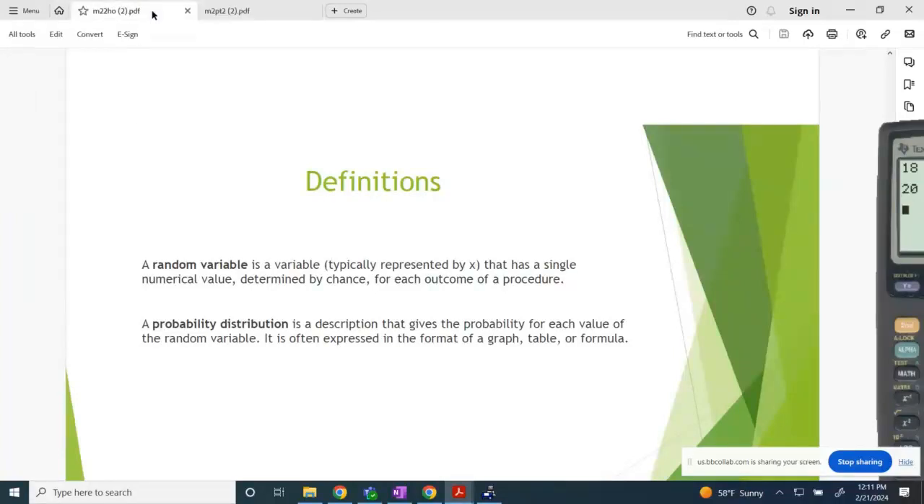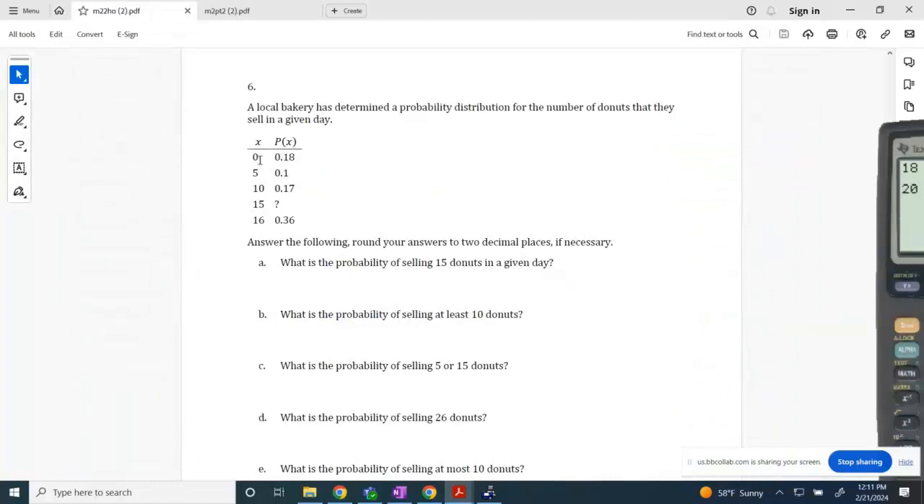So looking back at that example, this is the random variable x, and it's nothing more than a number. The second column are the probabilities. In this example, a local bakery has determined a probability distribution for the number of donuts that they sell in a day. So for 0 donuts, that 0 is a random variable, the probability is 18%, 0.18.